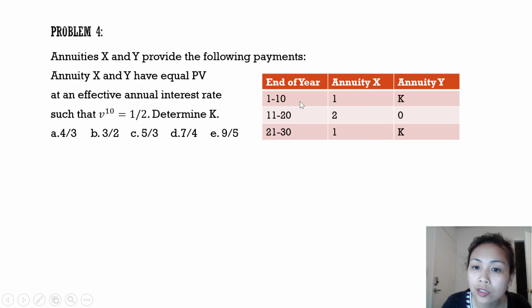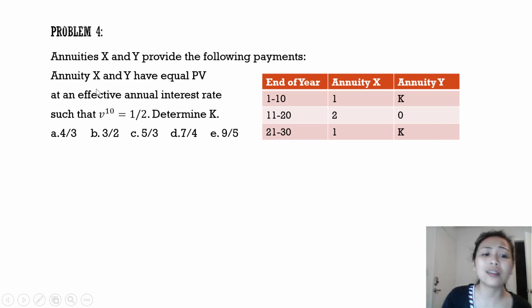The first 10 years is paid $1 at the end of each year. Then the next 10 years is paid $2 at the end of each year, and the last 10 years is $1 at the end of each year. Annuity Y is paid k dollars at the end of each year for the first 10 years, then pays nothing for the next 10 years, and k dollars at the end of each year for the last 10 years.